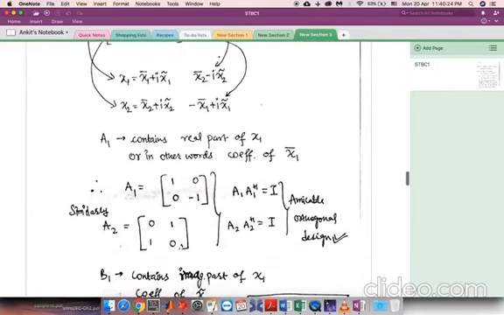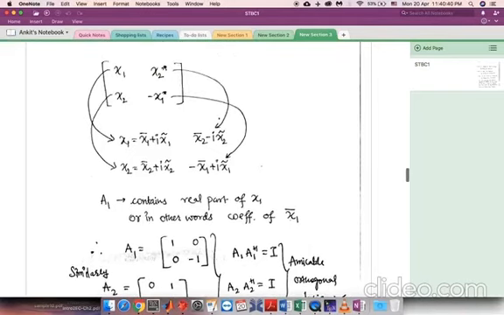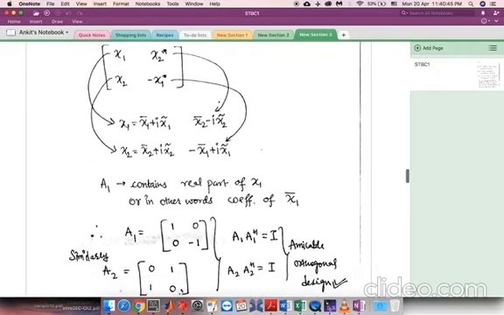As I already told you, what would be a1? It contains the real part of x1 or the coefficient of x1. So what would be the coefficient of x1 here? 1. Then put the first element of a1 as 1, right? In the second element of this matrix, is there any quantity of x1 here? No, right? So we put 0 here. Similarly, no x1 here, 0. Here x1, yes, real part, yes, the coefficient of the real part is minus 1, so we put minus 1 here.